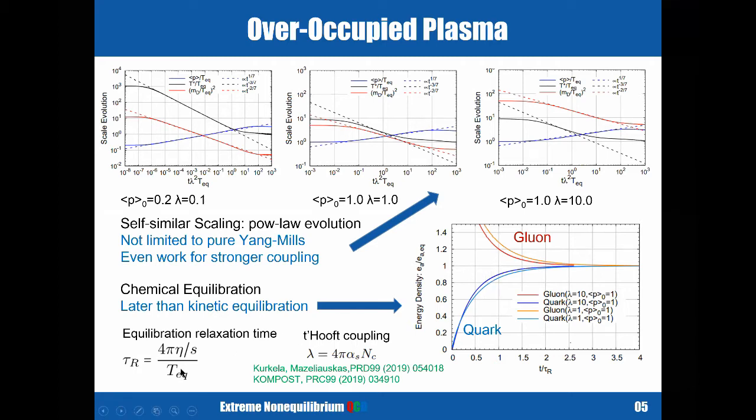So from this point, this is roughly the point where the chemistry is off. We can claim this is roughly the point where the system reaches chemical equilibration. This chemical equilibration is at the same time scale as the kinetic equilibration, but slightly later than the kinetic equilibration. And here we also plot this figure in scale of the relaxation time, which is characterizing the kinetic equilibration, as also discussed in Zoran's talk.